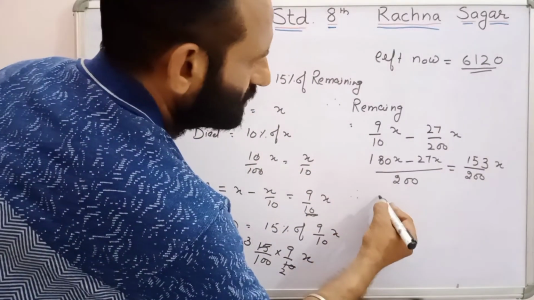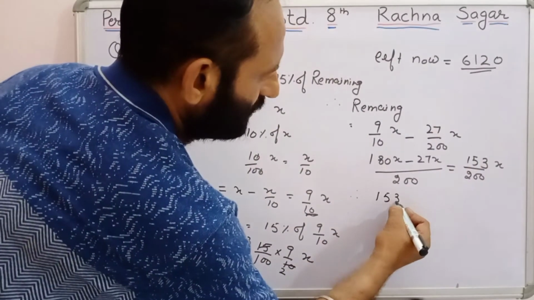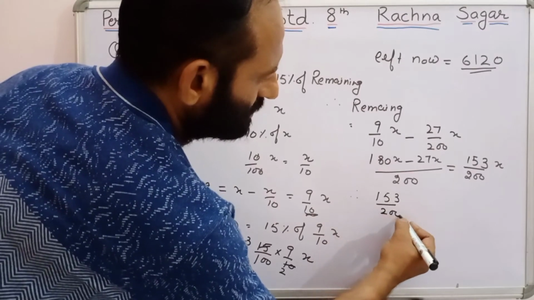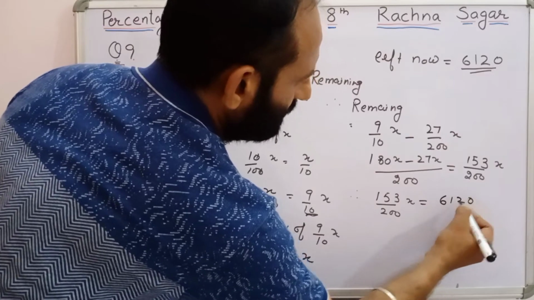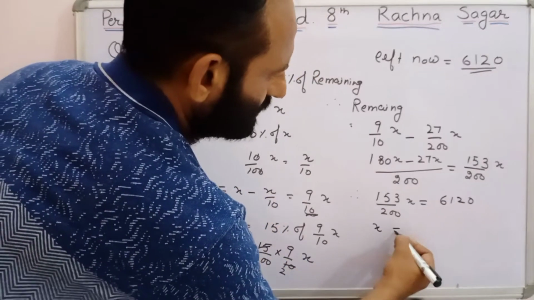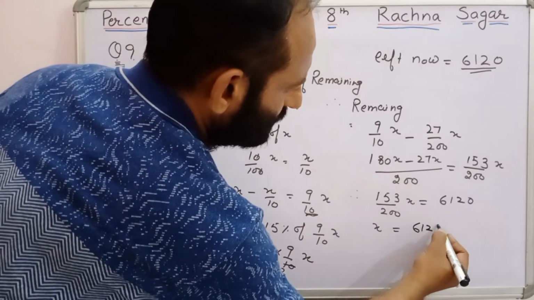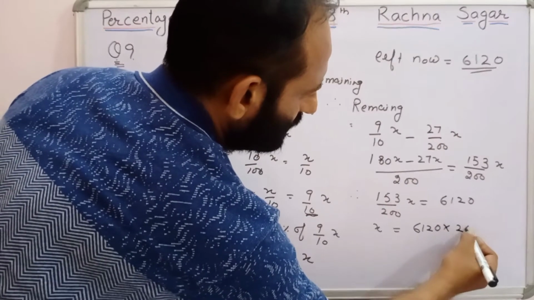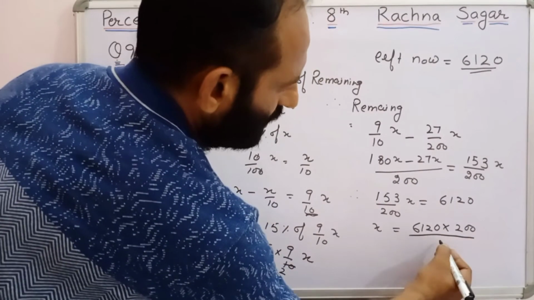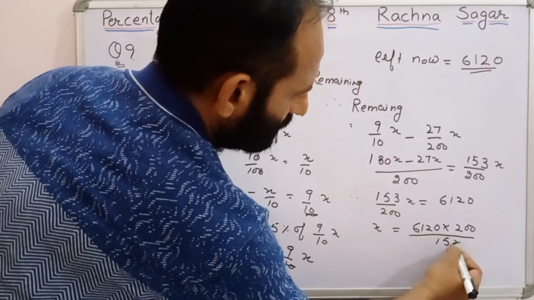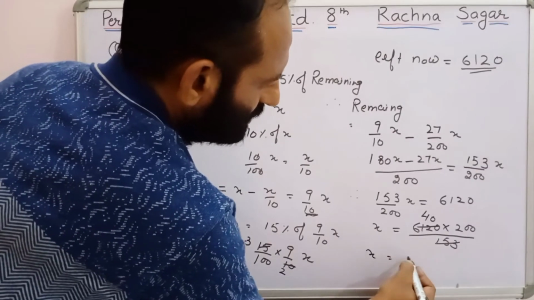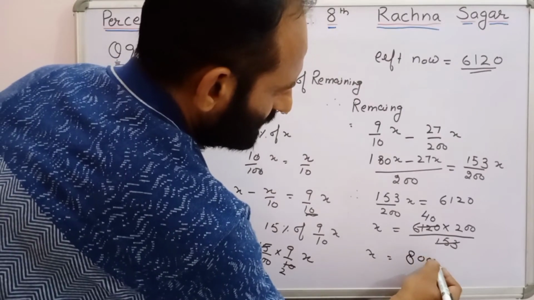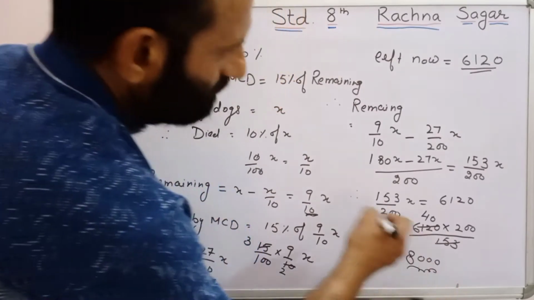Therefore, according to the question, 153 over 200x is equal to 6120, and x we get 6120 into 200 over 153, that is 8000 dogs were present in the beginning.